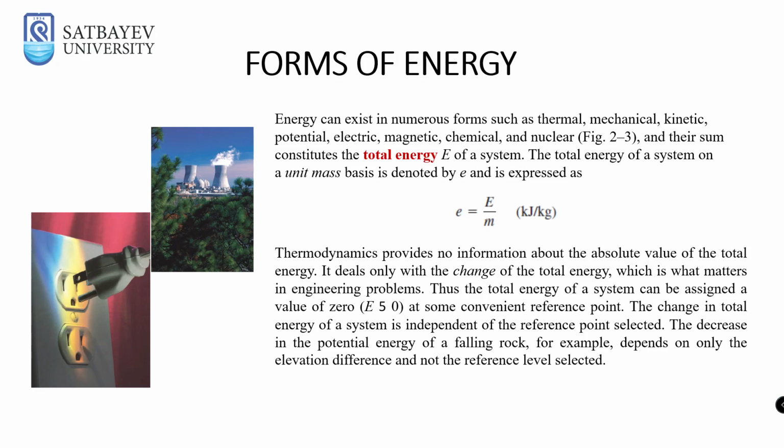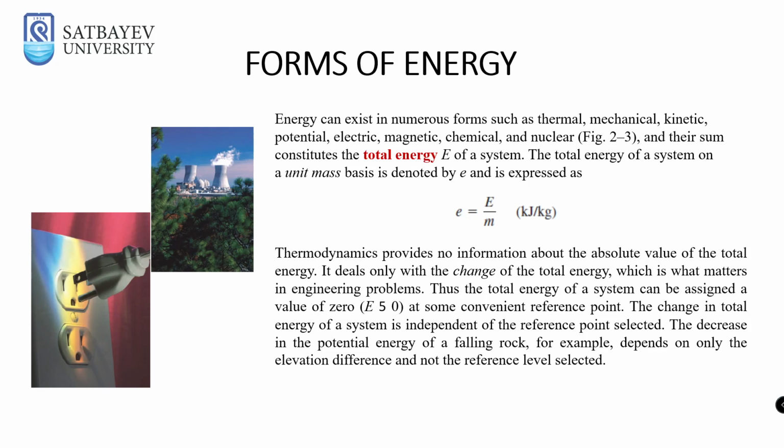Energy can exist in numerous forms such as thermal, mechanical, kinetic, potential, electric, magnetic, chemical, nuclear, and their sum constitutes the total energy of a system. The total energy of a system on a unit mass basis is denoted by little e and is expressed as e equal to big E divided by the mass, which means, for example, kilojoules per kilogram.